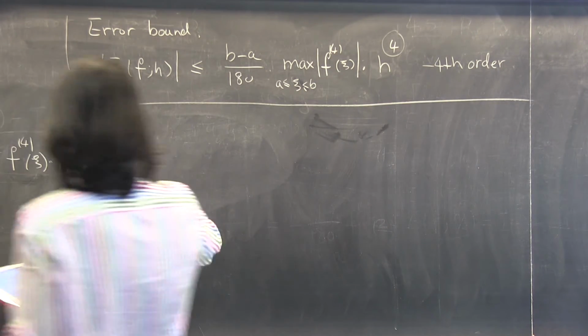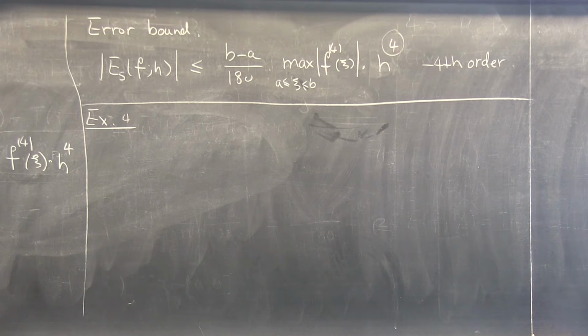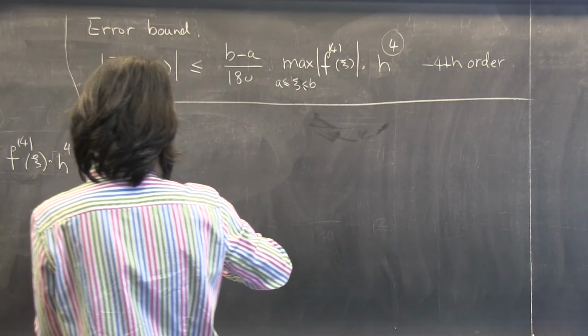This is a continuation of example 2 for the trapezoid rule. Okay, so now we want to compute an integral using Simpson's rule, and I want some error tolerance. And the question will be, how many points at least must I take? All right, so the same thing, let me pull this up.